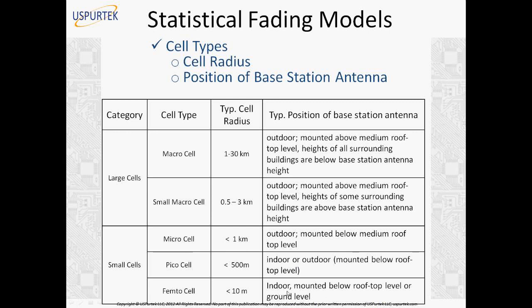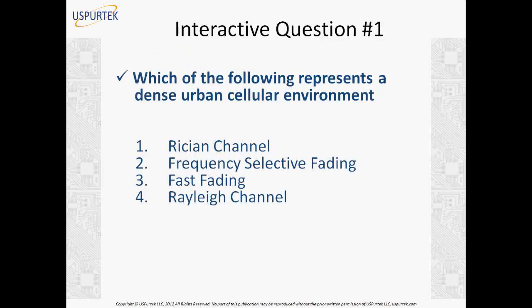And if it's within a big hall, or at your home, or at your small business, it could be indoor. In a femtocell, it could be indoor, mounted below rooftop level or ground level. So let's move on. It's just a classification of cells, different types of cells, and how the position of the base station antenna changes.